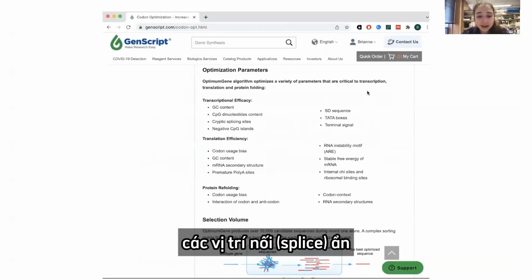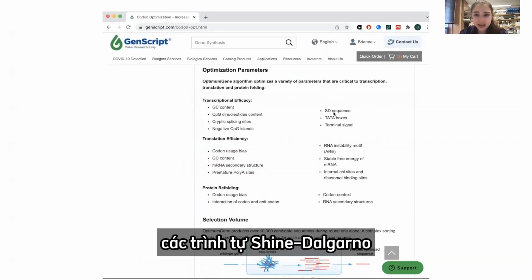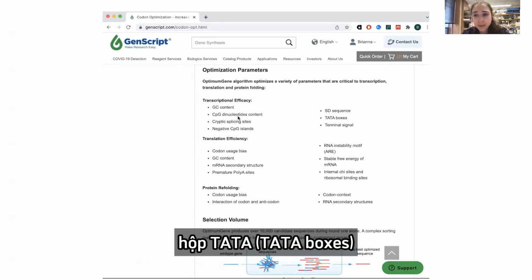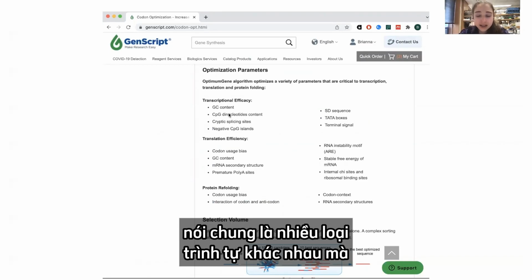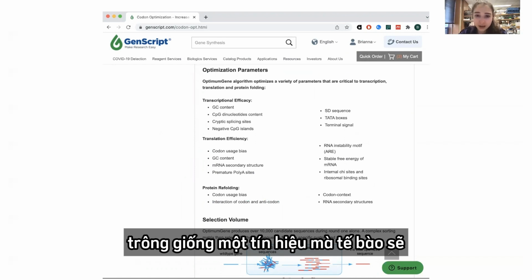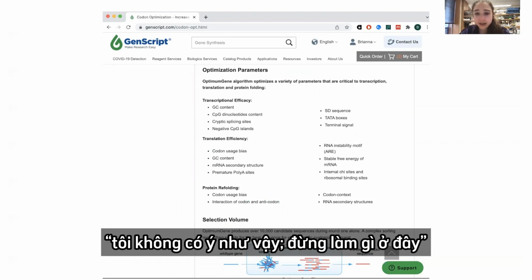Cryptic splice sites, that's Shine-Dalgarno sequences, TATA boxes, various things like various sequences. The change you make might make the sequence resemble something that the cell is like, oh, hey, I know what that is. I should do something here. And you're like, no, I didn't mean to do that. We don't want to do something here.